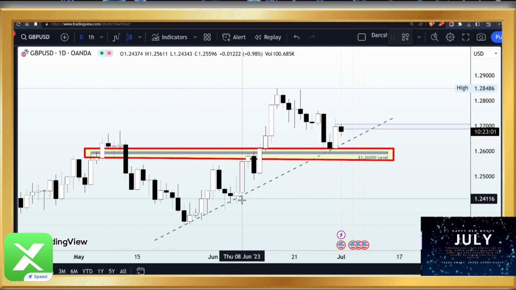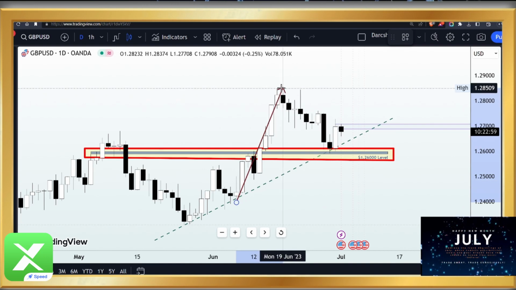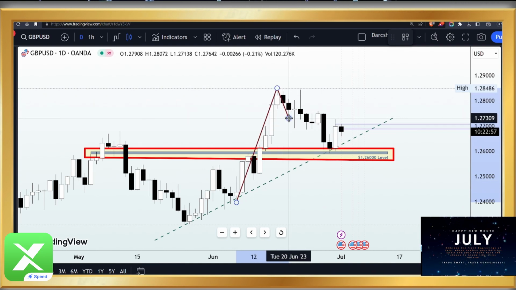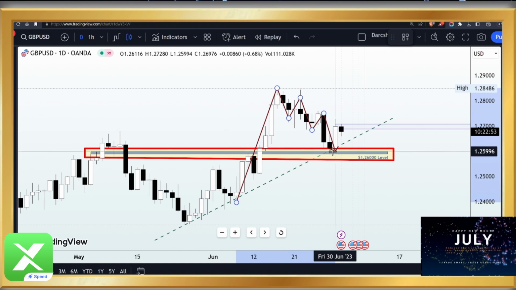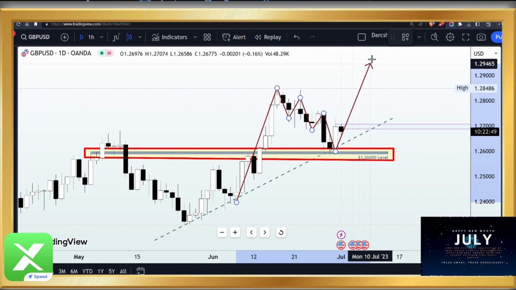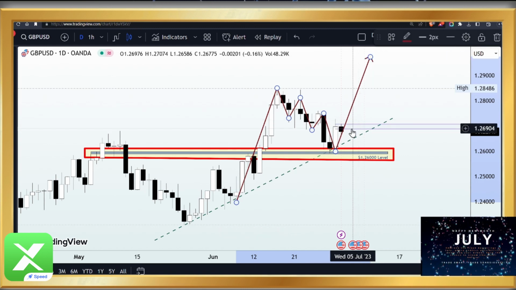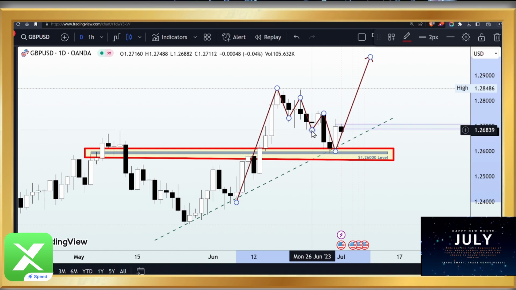Now, if you look at this whole structure here that led to the breakout of structure, this whole bearish move can be seen as a retracement of that impulsive move, and the appearance of buy pressure from this confluence has a high chance of pushing price action to inside the second leg of that bullish momentum.